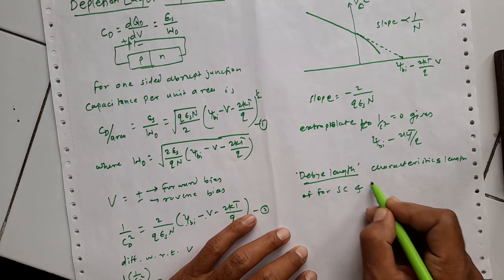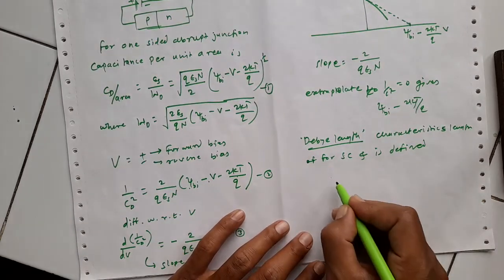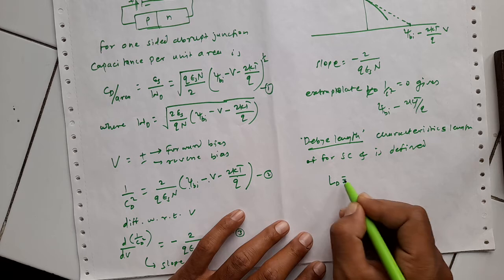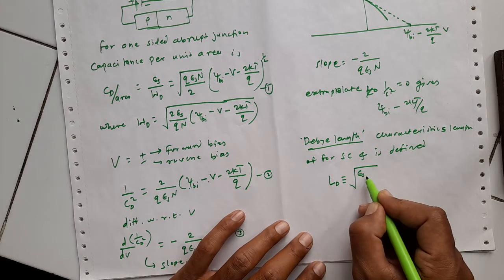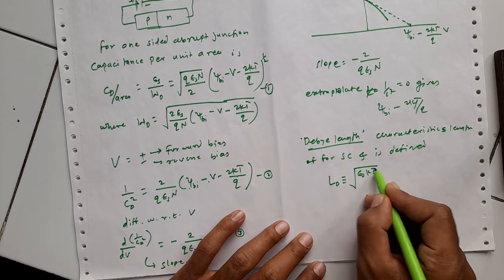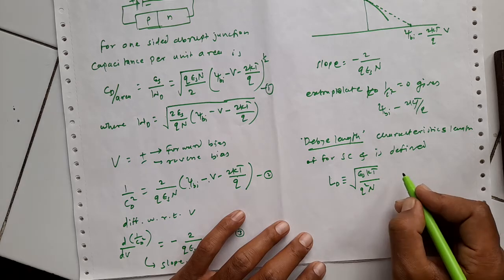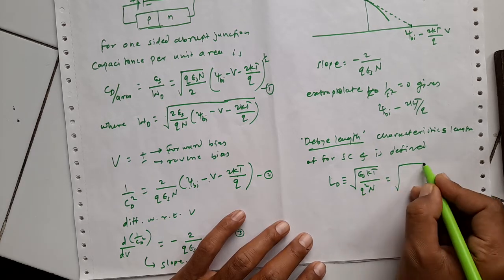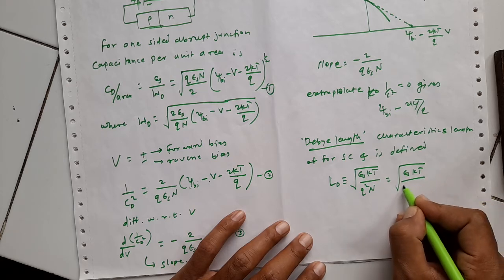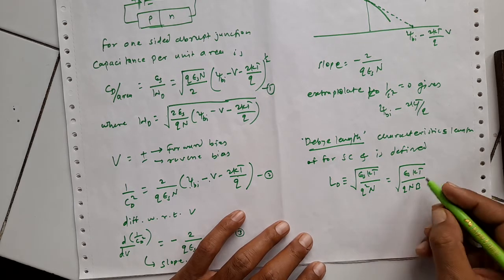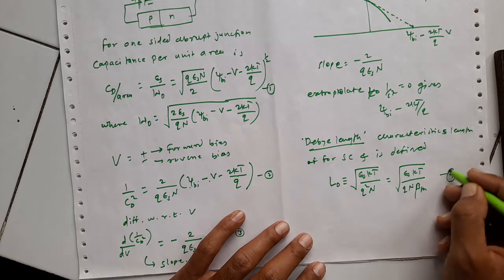And it is defined, I am just defining the things, that L_D is defined as equal to square root of epsilon_s kT upon q squared N, which can also be equal to epsilon_s kT upon q N beta_th. This is equation number 4.